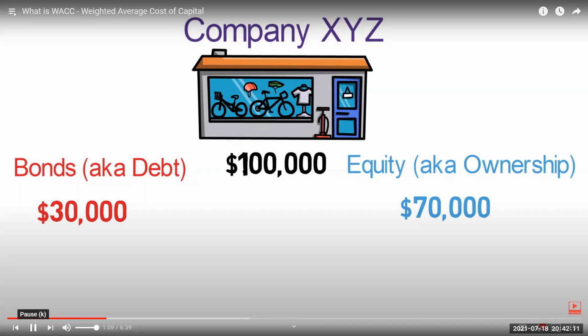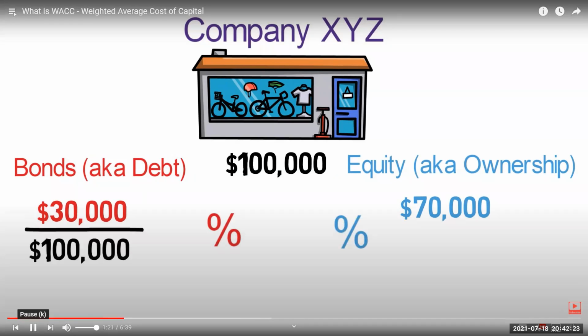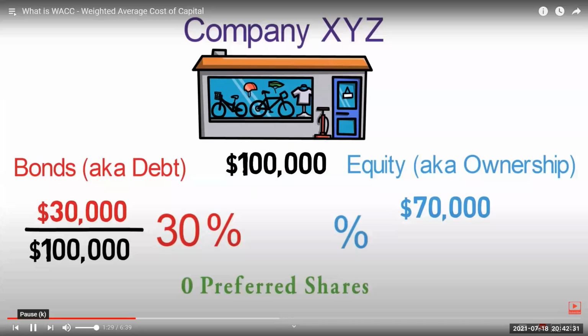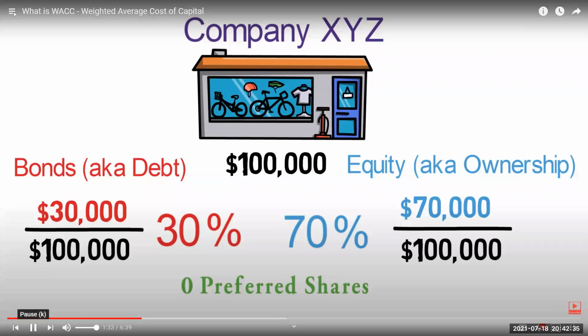So the first question we tackle when looking to calculate WACC is what percentage of that $100,000 is debt and what percentage is equity? Well, the $30,000 in debt divided by the $100,000 in total market value tells us that the debt portion is 30%. And since in this case we have no preferred shares to consider, we know that the equity portion is 70%. So now the math is quite simple.